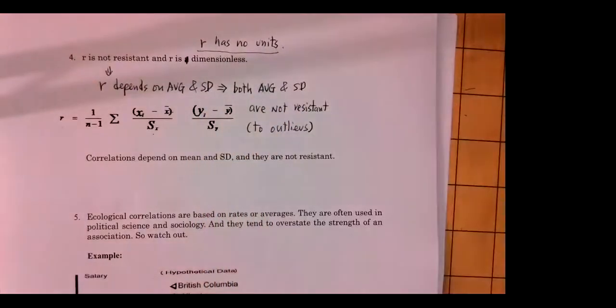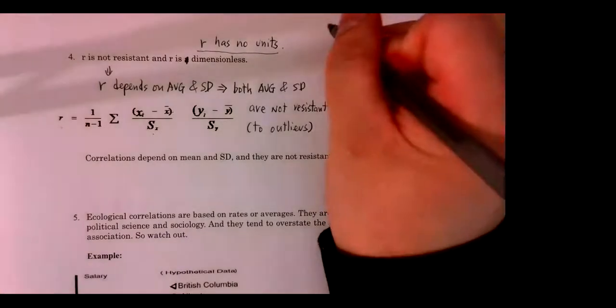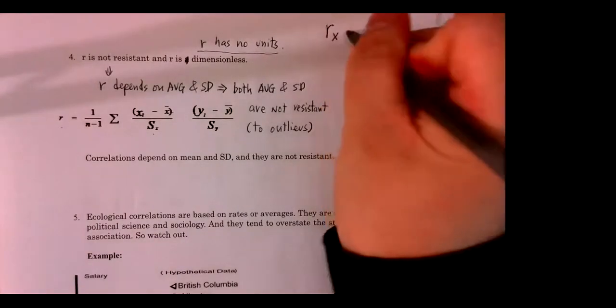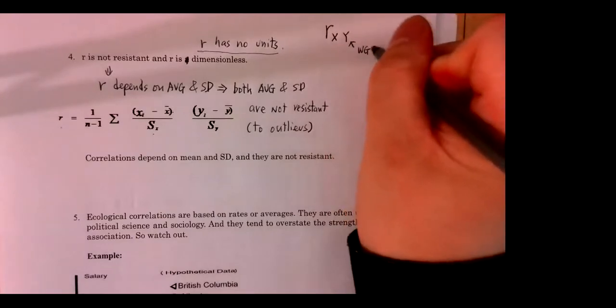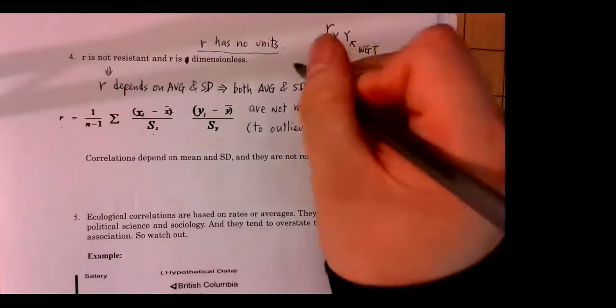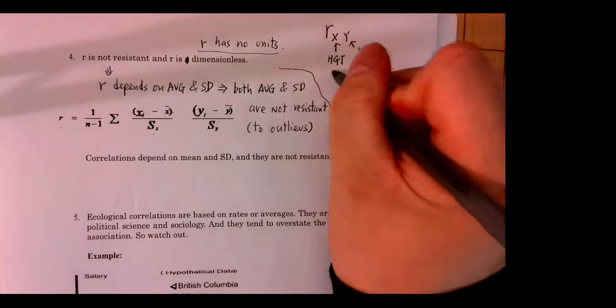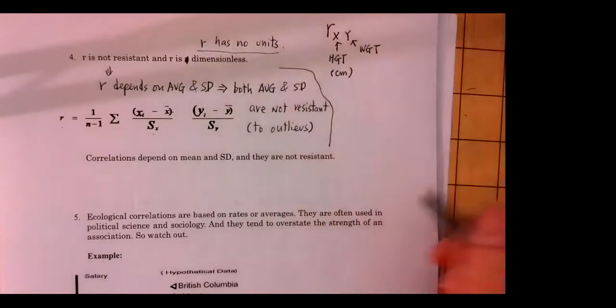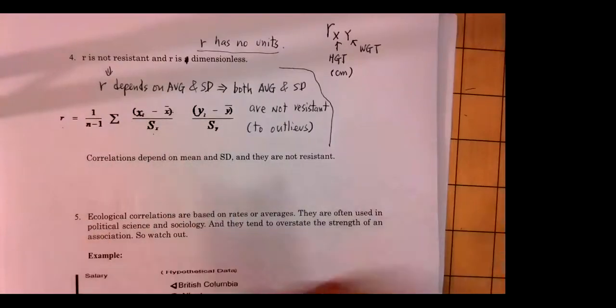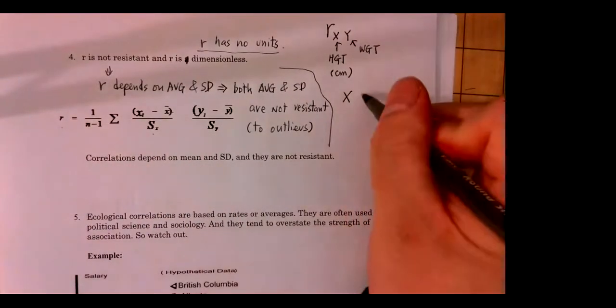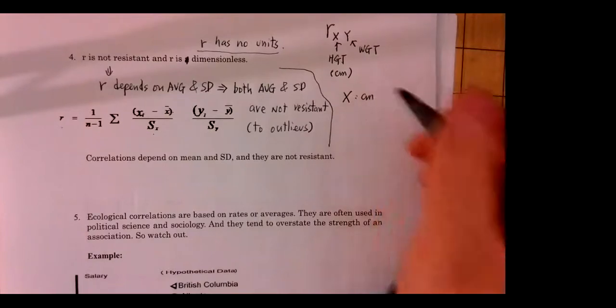Now, second one, R has no units, okay? R is dimensionless. Say we want to study the relationship between X and Y, okay? Say X is a weight, Y is a height, okay? And the unit used, say I use centimeter, okay? So look at the formula here. The data, X, unit use, centimeter.